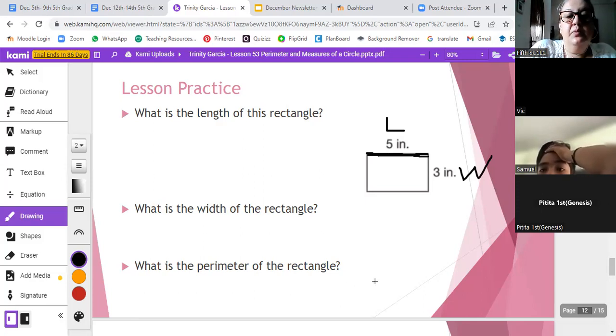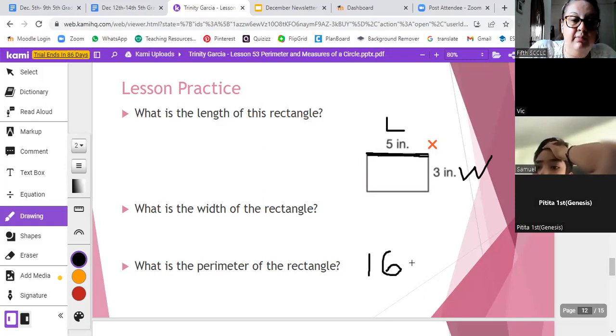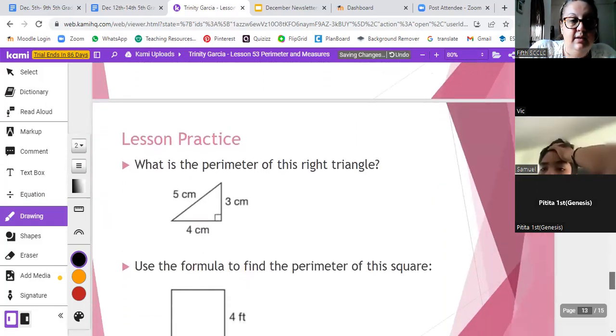What is the perimeter of this rectangle, Samuel? I couldn't hear you. What is the perimeter of the rectangle? Good, 16, because I'm going to do my length times 2, which is 10, and my width times 2, which is 6, and then I'm going to add them together. So my perimeter is 16 inches. You got to remember to put inches. Okay, inches.